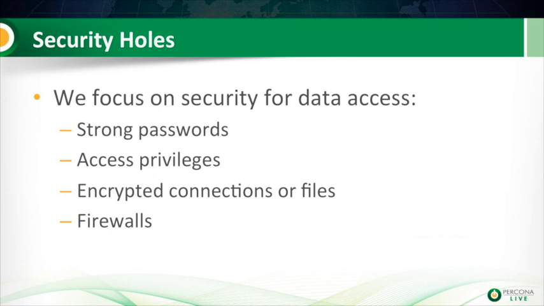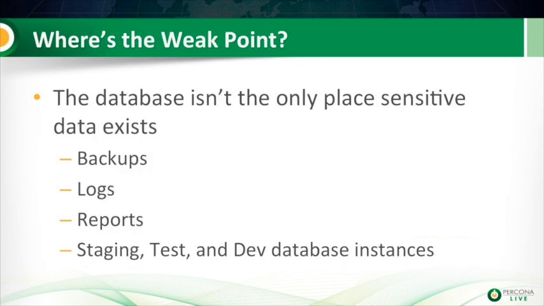We think about encryption for the connections using SSL or VPNs, or we want to have encrypted data storage or an encrypted file system, and that's all possible too. And then finally, firewalls to disable access from anybody but the authorized applications. So it's all focused on data access. Where's the weak point in this type of architecture?